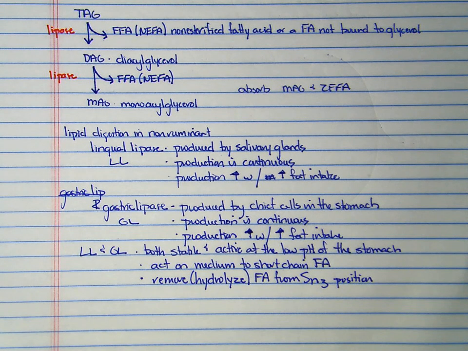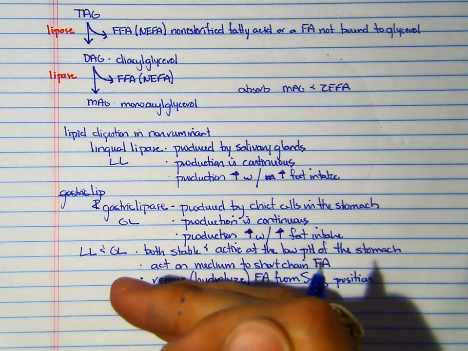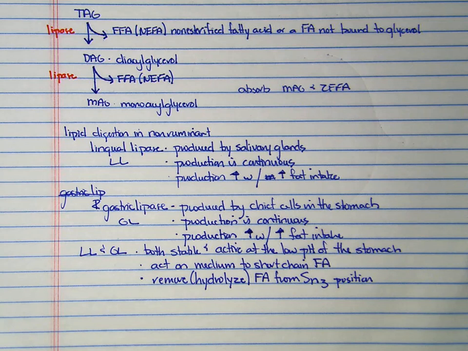Okay, so that's basically what's happened in the mouth. Lingual lipase is added. We go to the stomach, we get gastric lipase. Lingual lipase and gastric lipase both work together in the stomach to remove medium to short chain fatty acids from the SN3 position of triacylglycerol. Okay?